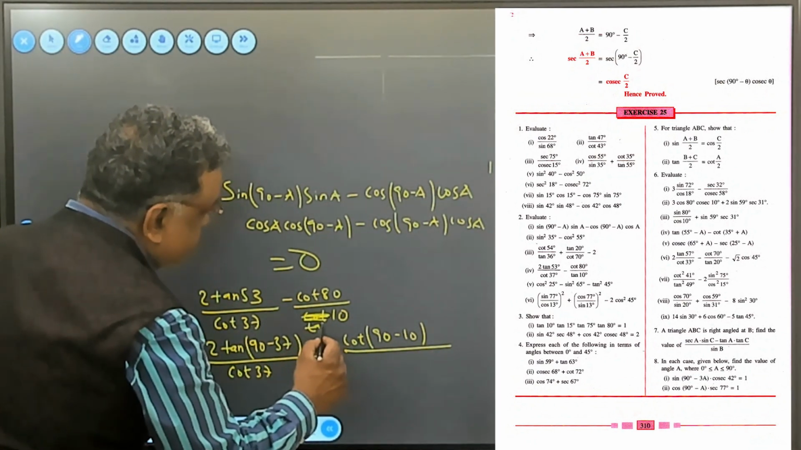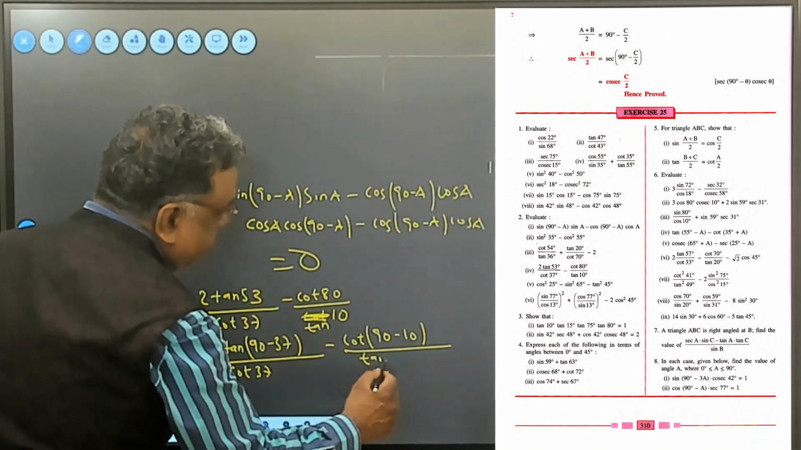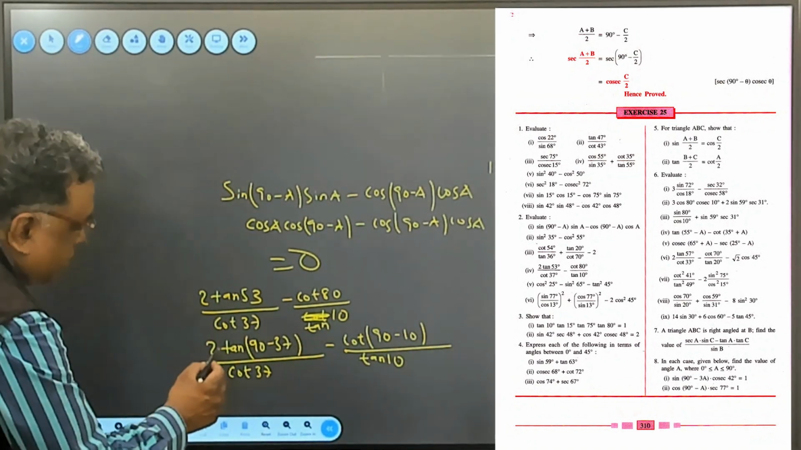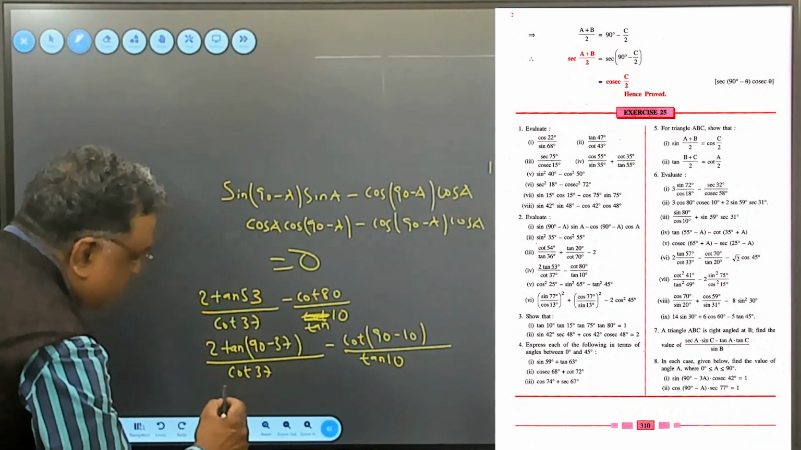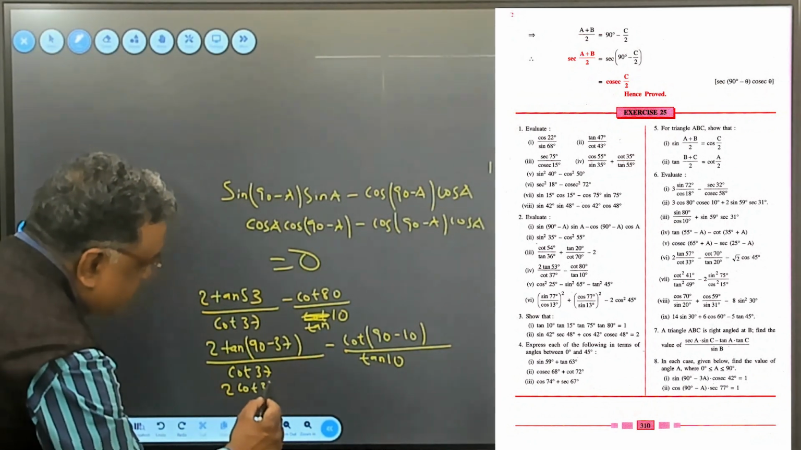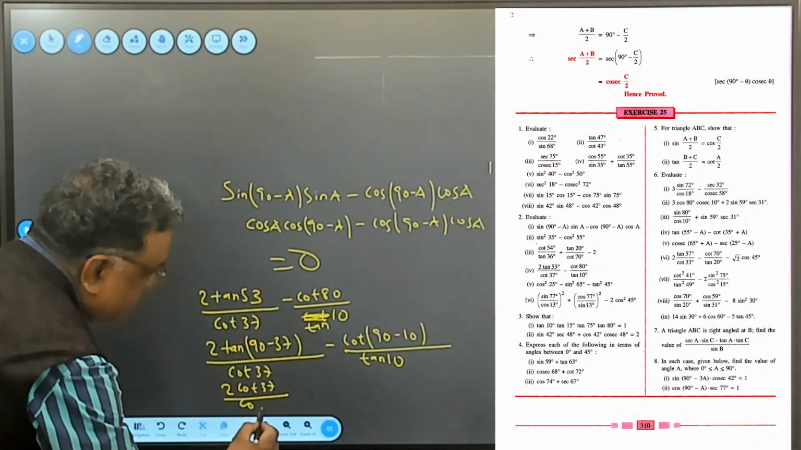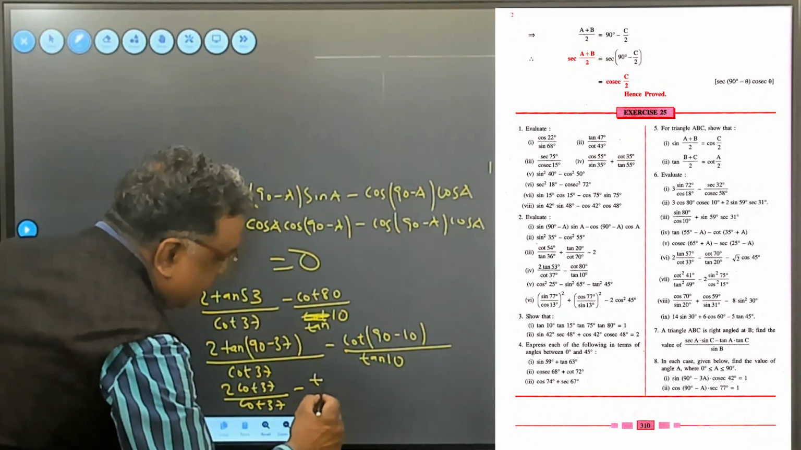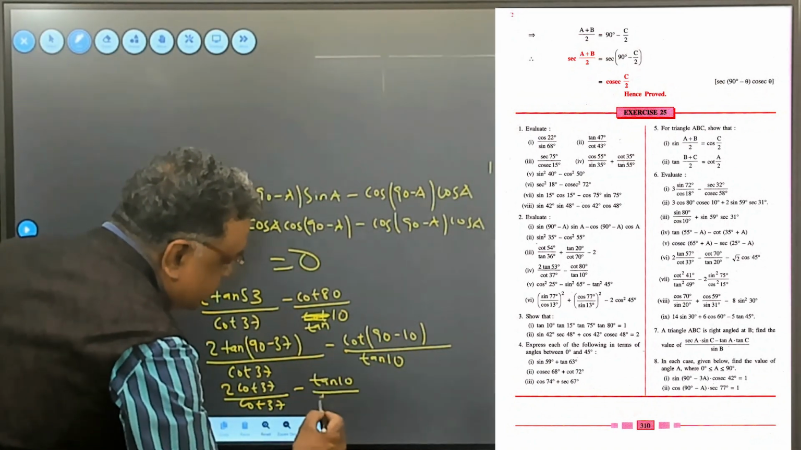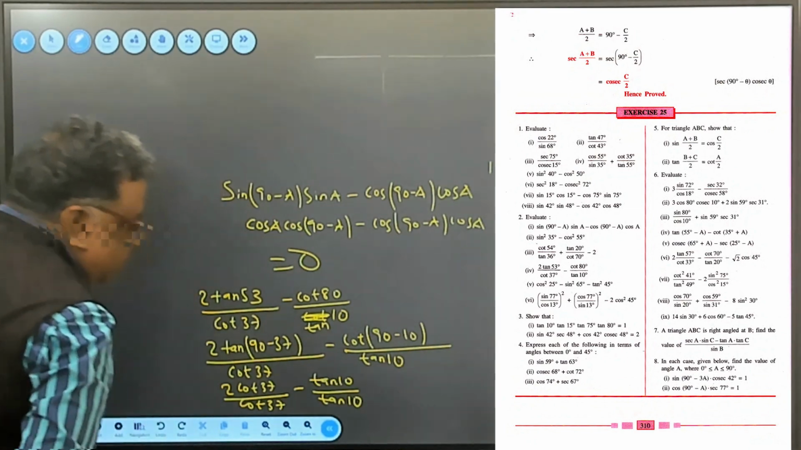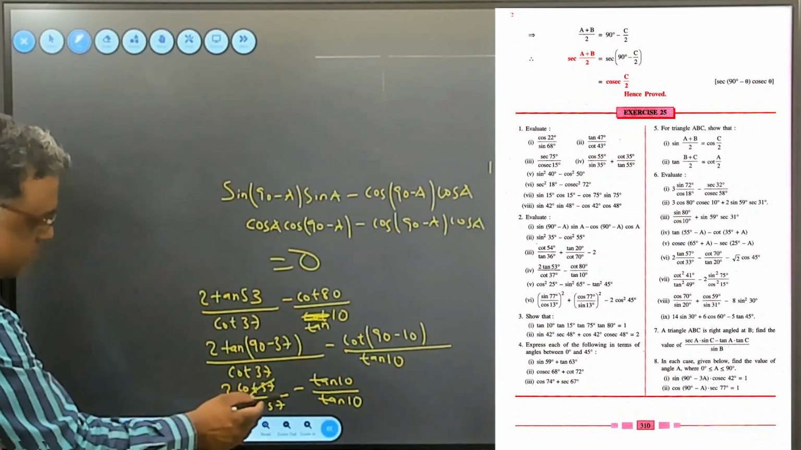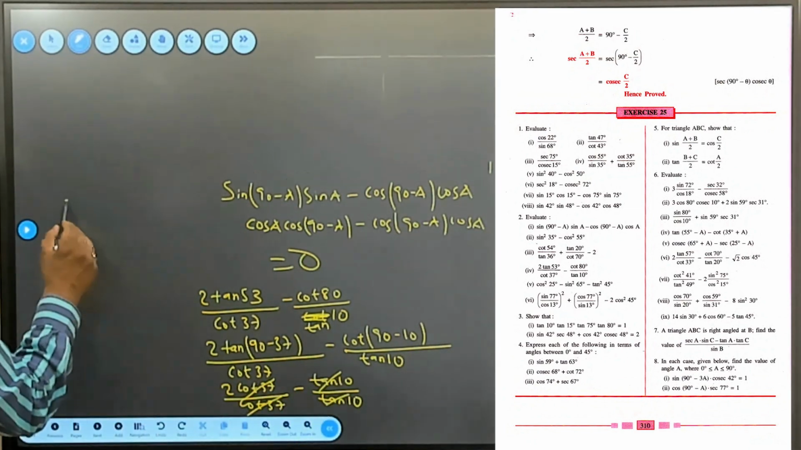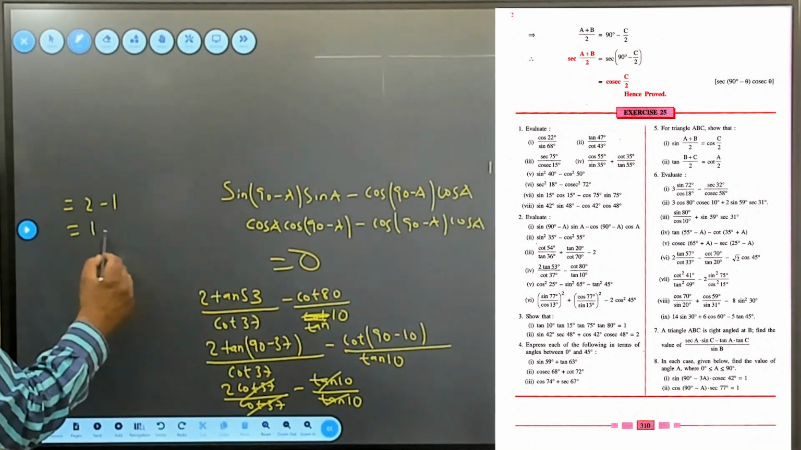Okay. So tan 90 minus theta is cot theta. So this will become 2 cot 37 upon cot 37. Cot 90 minus 10 will become tan 10, and below is tan 10. So this will get cancelled, this will get cancelled. So they will become 2 minus 1. So answer is 1. Yes or no?